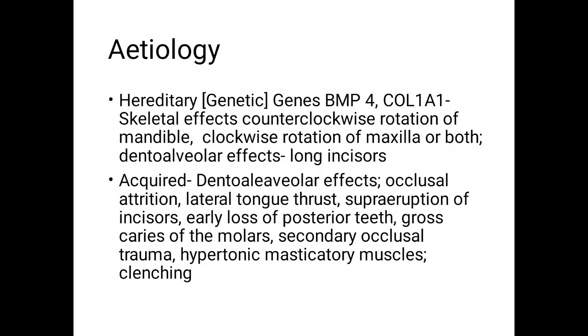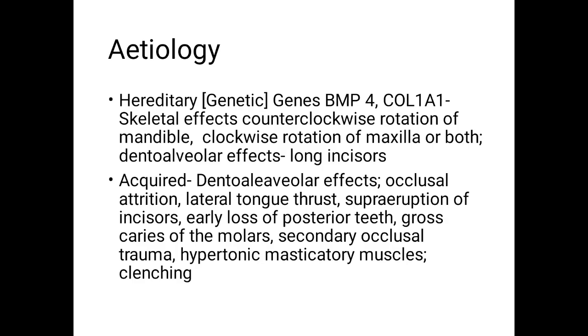It can also be acquired. Usually hereditary is associated with skeletal deep bites, which are actually very difficult to treat. The acquired ones are a deep bite that someone gets later on in life. And this can happen from occlusal wear that causes loss of vertical occlusal dimension. Lateral tongue thrust: we know the tongue and soft tissues interfere with the eruption of teeth. If the tongue is always in the space between the molars, they are not going to erupt to their ideal heights. So you'll have collapse of the anterior bite, resulting in the deep bite.